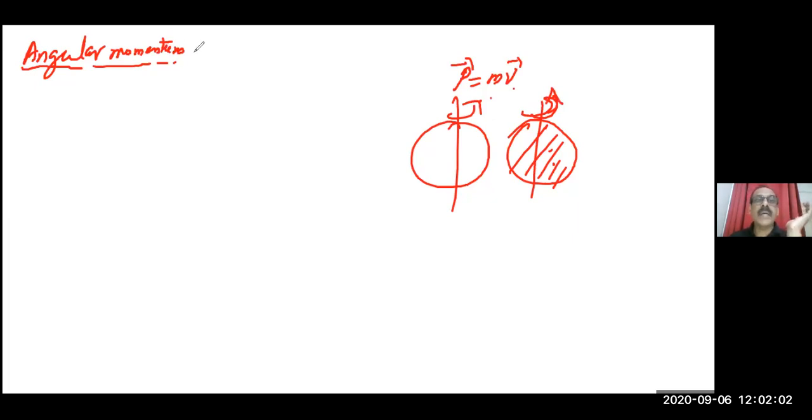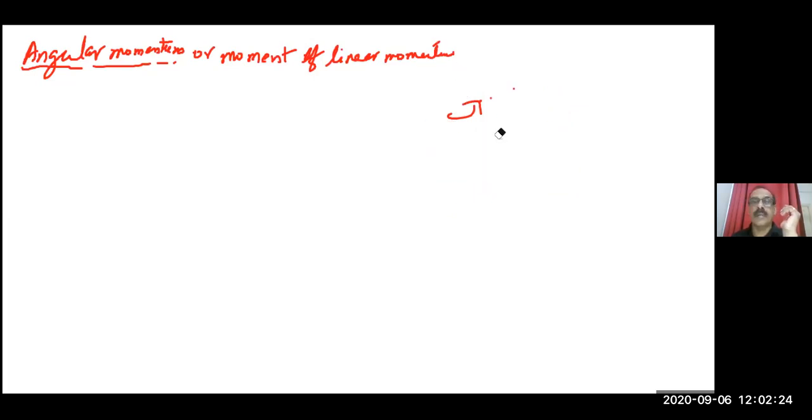So angular momentum is also known as moment of momentum. I told you the meaning of moment means rotation. Moment of force, or torque, we say. Similarly, moment of linear momentum. This is another word we are using. Moment of linear momentum. Or one more term is there: rotational momentum.